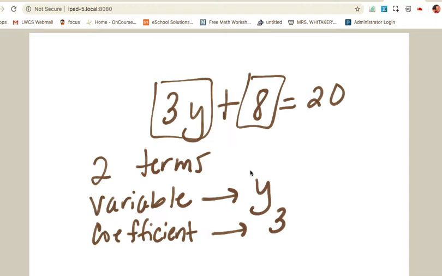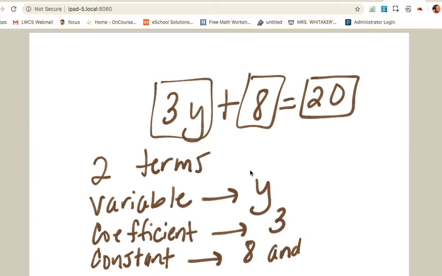And last, we have the constant. The constant is what's going to constantly be the same. The constant in this problem is 8. Another thing we haven't really discussed: the constant can also be 20. The answer that's just by itself, 20, can also be the constant. So that's good to know.